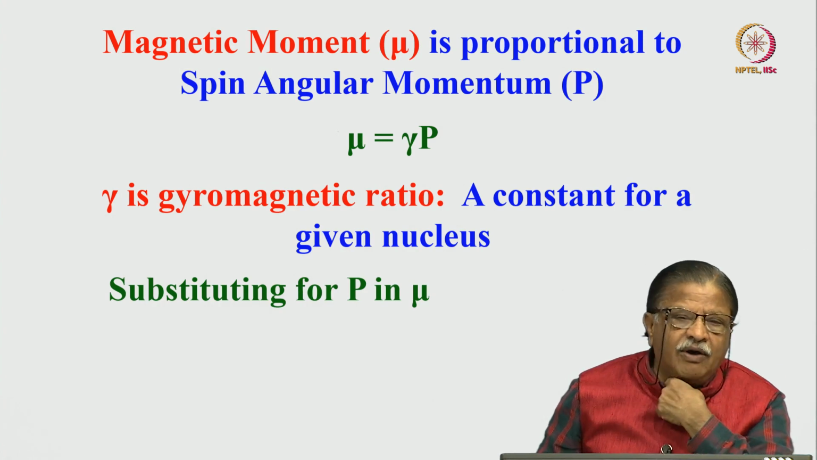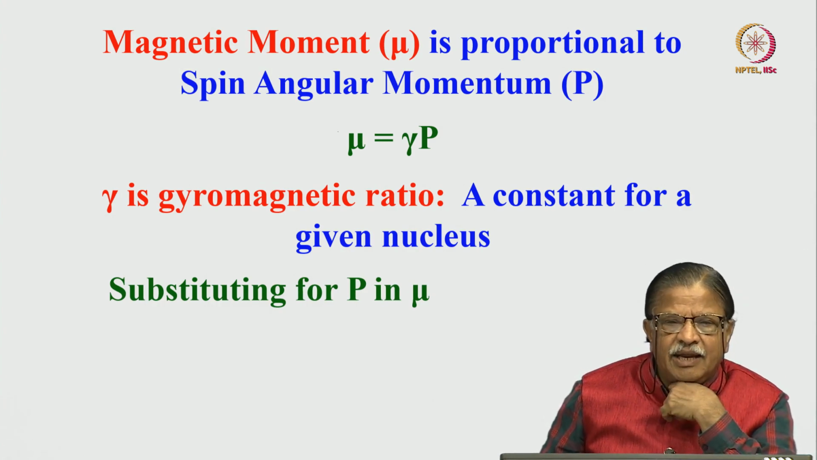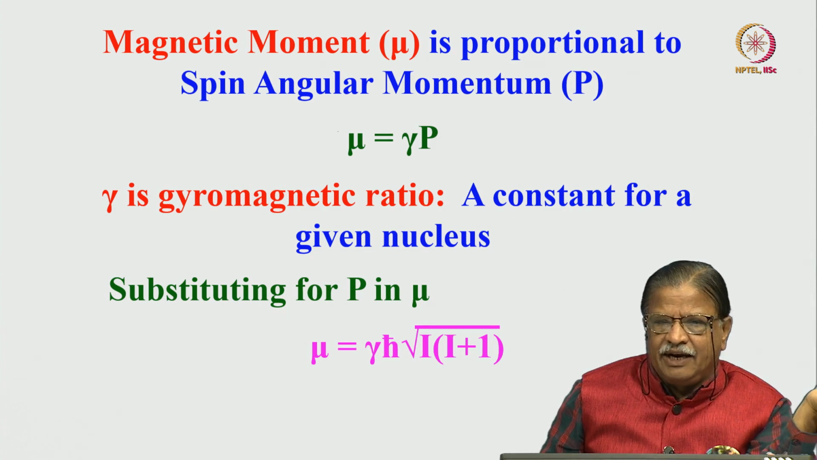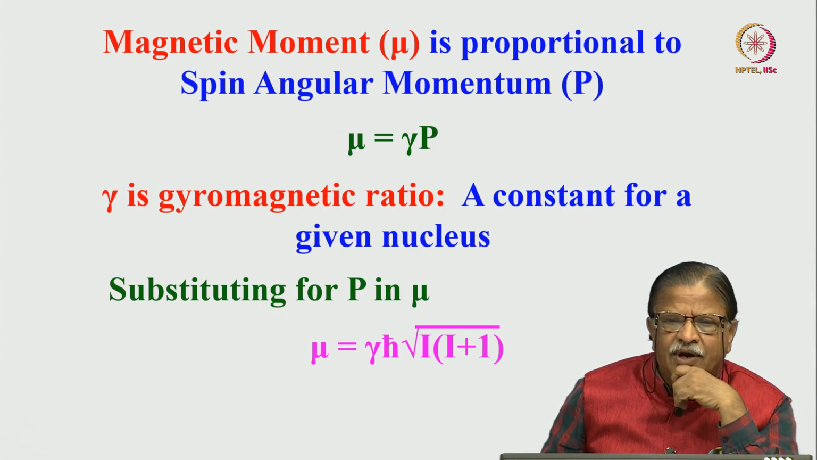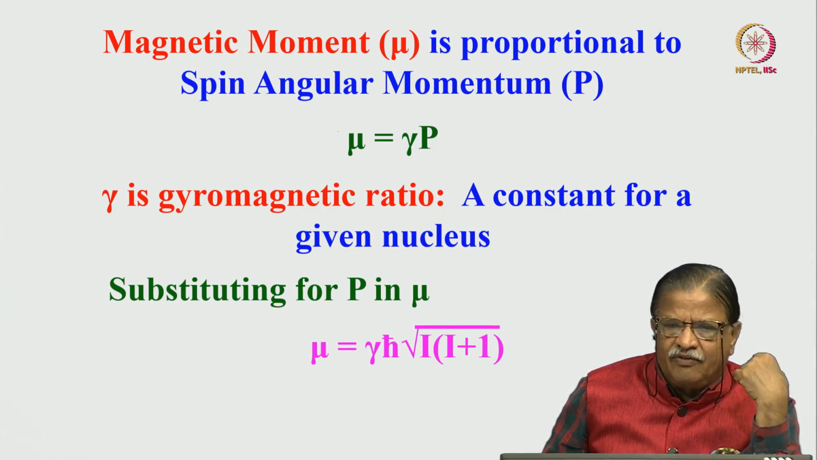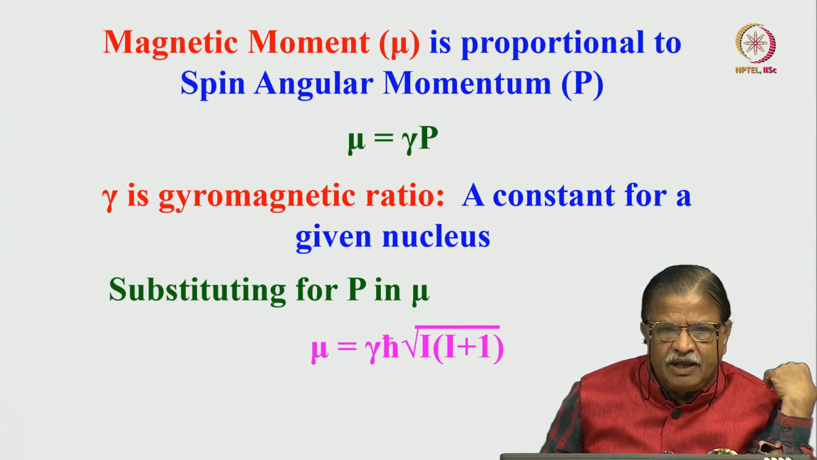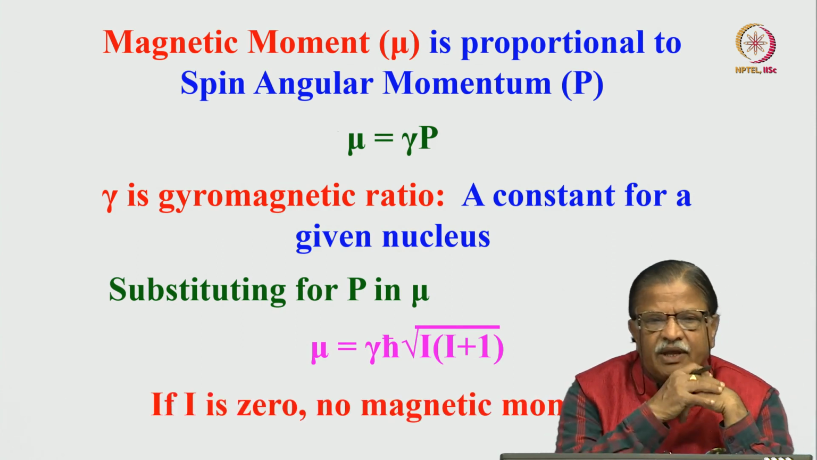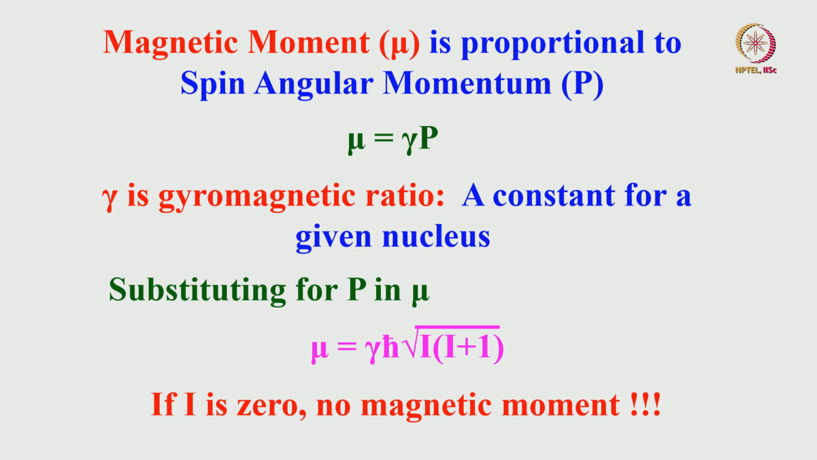Now I substitute P in mu. I already wrote what P is: P is equal to h cross times root of I into I plus 1. Now mu is this equation. Now I put I equal to 0 here. What will happen? Then mu becomes 0. That means no magnetic moment. So if a nucleus has no spin, it has no magnetic moment.